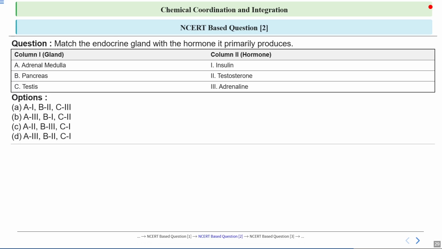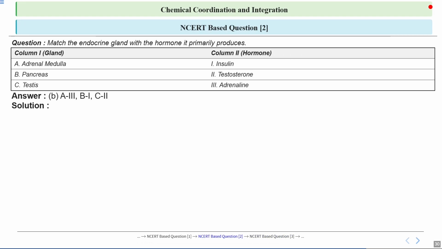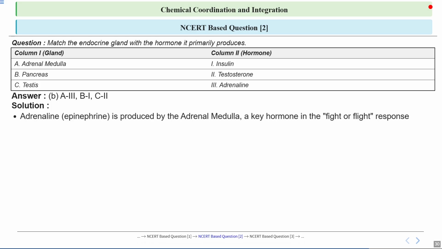Then this is question number 2, and the question is of the match the following type. So we have two columns, column 1 and column 2. We have to correctly match column 1 with column 2. So let's see the correct option. Option number B is correct, that is, adrenal medulla A is matched with adrenaline, B which is pancreas is matched with 1 which is insulin, and C that is testis is matched with testosterone. Let's discuss the answer in detail.